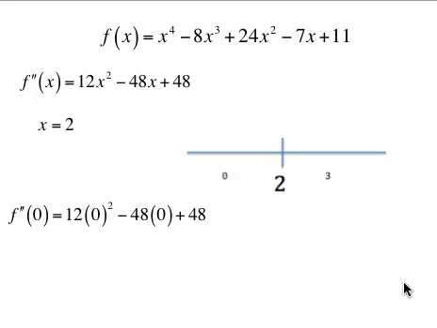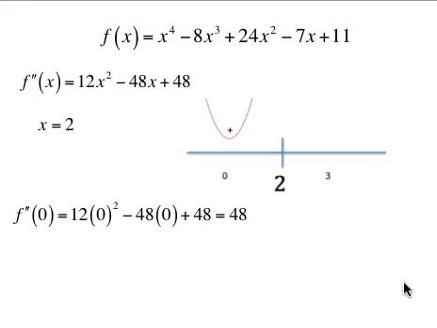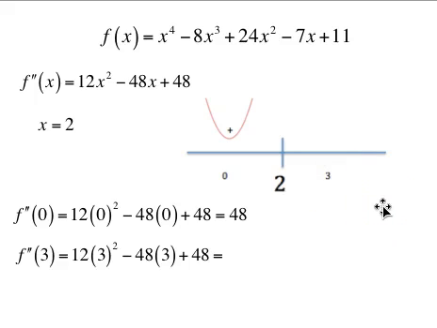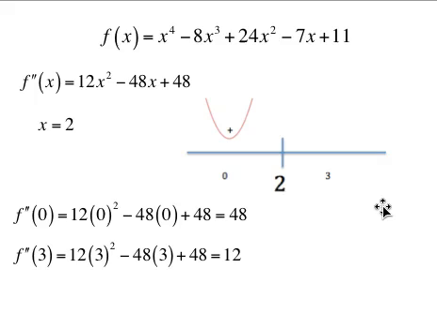If I plug in the 0, what is my second derivative? 12 times 0 squared minus 48 times 0 plus 48. My second derivative is 48, which gives me a concave up section. So to the left of 2, this function is concave up. Beyond 2, I'll choose 3. We'll take a look at the second derivative at 3. 12 times 3 squared minus 48 times 3 plus 48, which is 12.